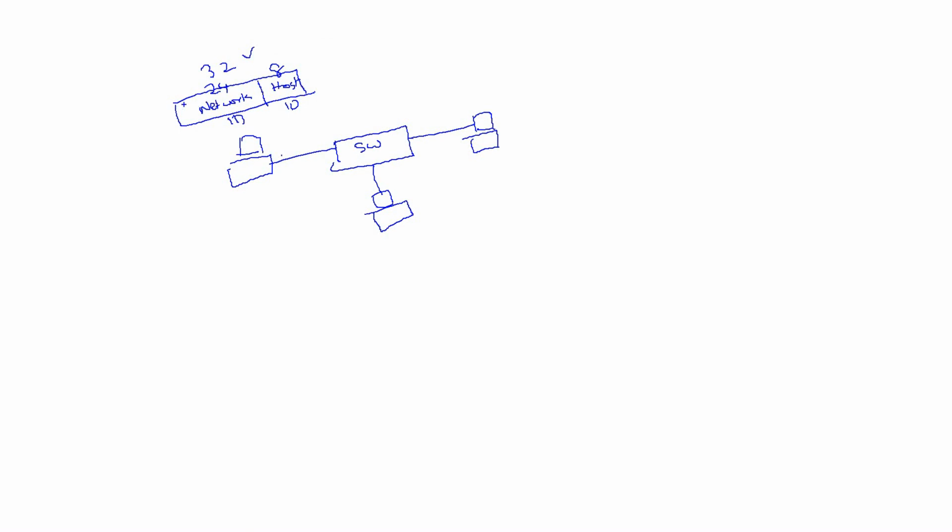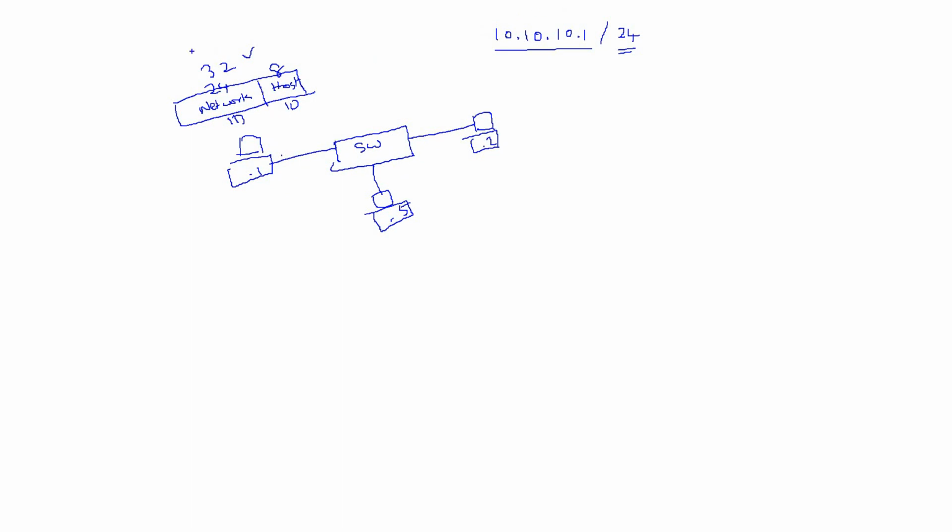So what defines that in a given IP address? Let's assume there is an IP address of 192.168, or rather, let me take a simpler one: 10.10.10.1 assigned to this PC. This is 10.10.10.1, this is 10.10.10.2, 10.10.10.5. So in this case, 10.10.10.1 say /24. What this /24 means is the first 24 bits in the given IP address.